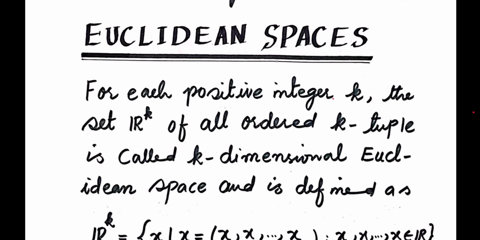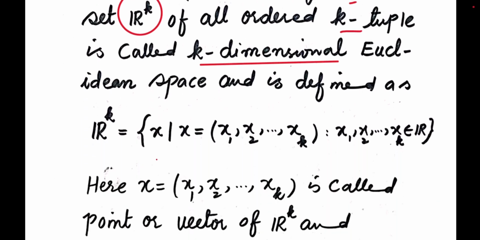In today's lecture we will discuss the Euclidean spaces and the properties of norm. So firstly we discuss how we can define Euclidean space. For this, let k be a positive integer, then this set Rk is the set of all ordered k-tuples. This is called k-dimensional Euclidean space.